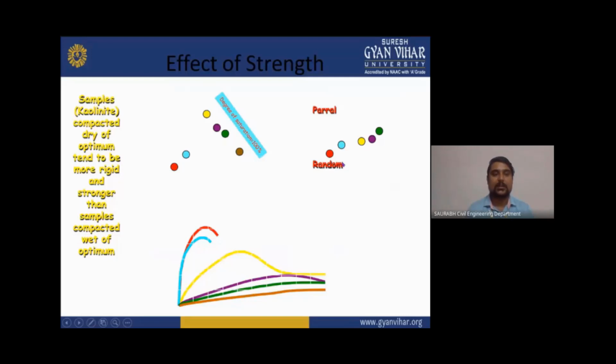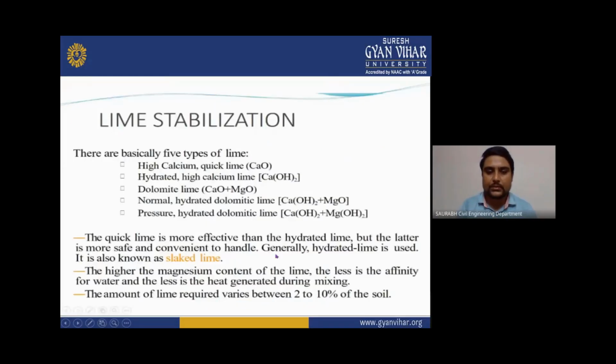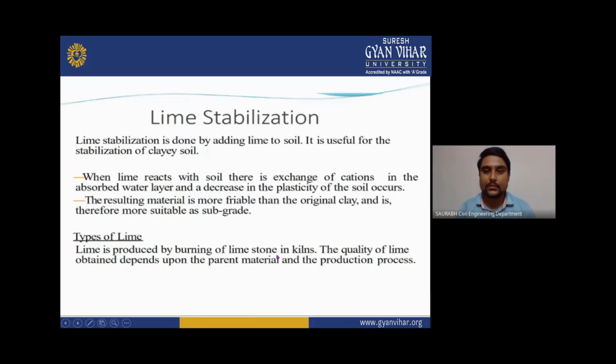Samples of kaolinite compacted dry of optimum tend to be more rigid and stronger than samples compacted wet of optimum. Okay, we were on lime stabilization. The higher the magnesium content of the lime, the less its affinity for water and the less heat generated during mixing. The amount of lime required varies between 2 to 10% of the soil.